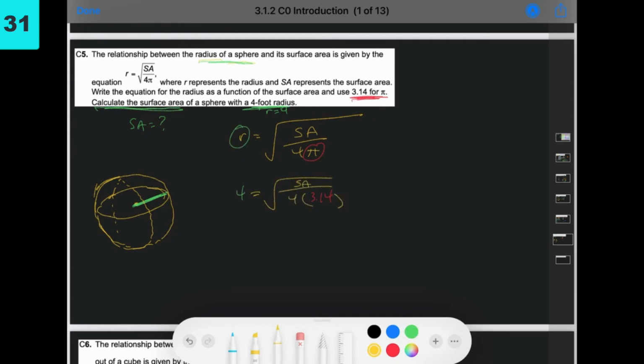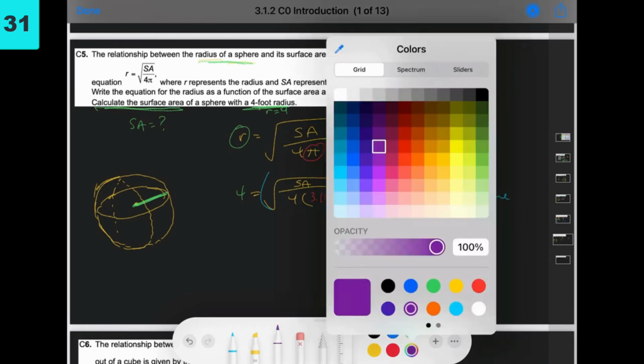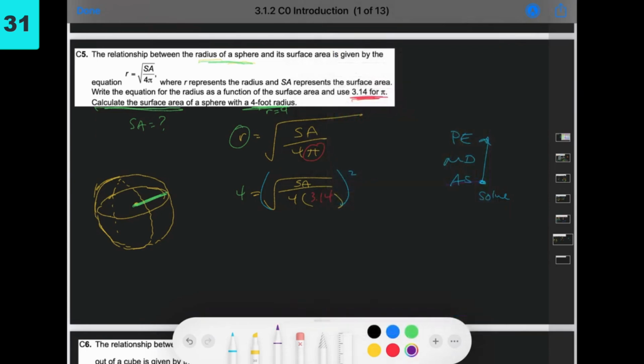Okay. All right, so let's get rid of this radical. And if you need to, you can use PEMDAS. I'm actually starting down here when you're solving. So there is no addition and subtraction, and multiplication, division, no. So we're now using exponents. So let's go ahead and use exponents. Power of 2, so that becomes 16. This 2 and this little 2 up here, and the radical sign are going away. So now you're just left with SA over 4 times 3.14.